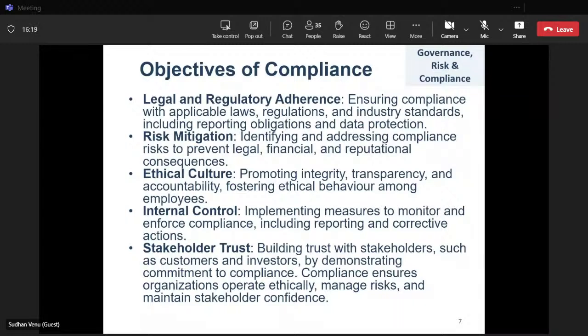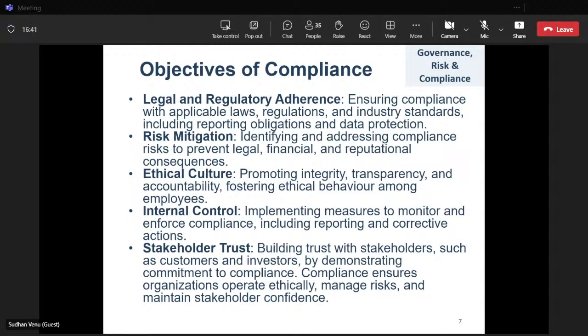And we have to build stakeholder trust. The main objective behind compliance is stakeholder trust, and that is what we discussed in the cockpit also, that there are 5 principles. And one of the principles is making the stakeholders trust us. That is the main objective of compliance.